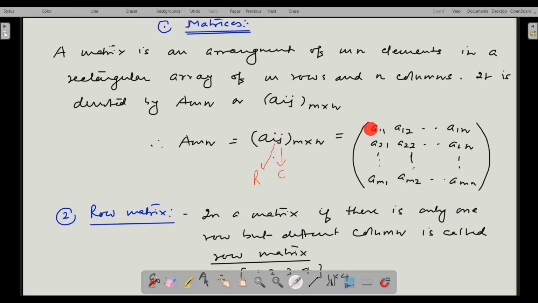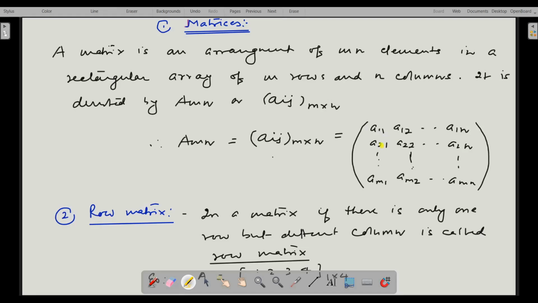So you can have a look. This is the first row. Everywhere it is A11, A12, A13, A14 up to A1n. So why is there a 1 over here? Why is this 1? Because this is the first row.